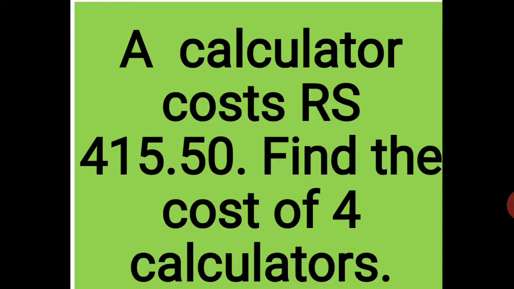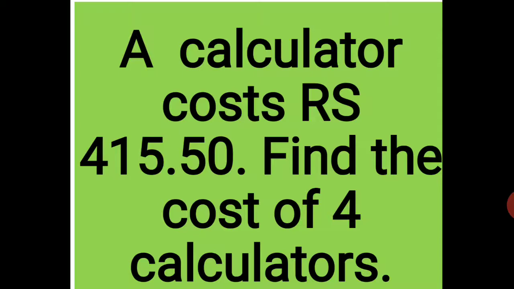They have given you the cost of one calculator, that is rupees 415.50 paisa, and you have to find the cost of 4 calculators. It means if the cost of one thing is given and you have to find the cost of many, in that case you have to multiply, because when you are finding many things, students, we always do M for money, many, and M for multiply.